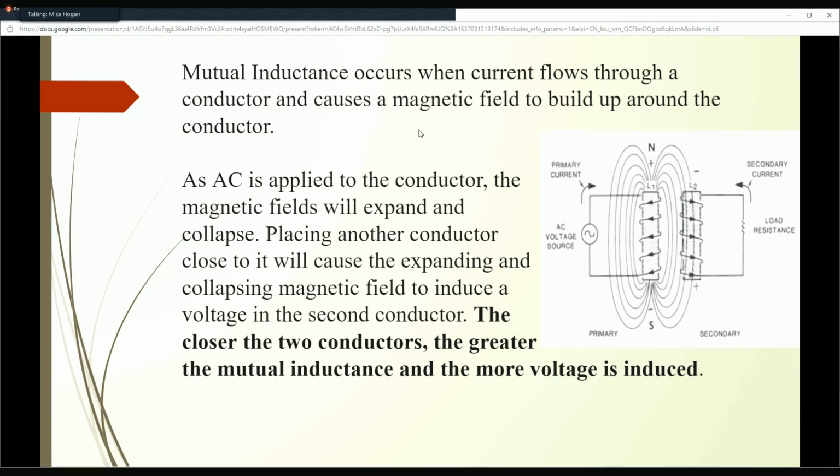We talked about mutual inductance and what that is. When we get this magnetic field in the primary and it cuts across these turns in the secondary, I get current in the secondary. And keep in mind, as this AC voltage causes these magnetic lines to expand and collapse, they're going to do the same thing over here. It's going to expand across L2, and collapse from L1 across L2.